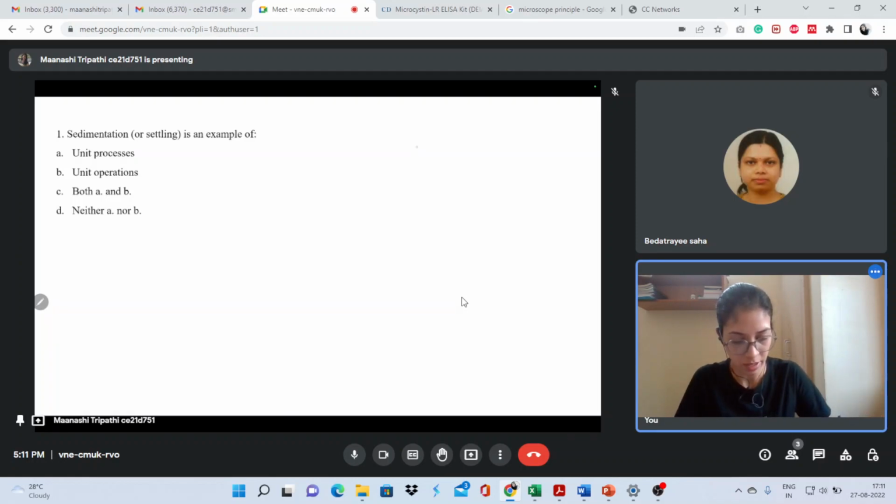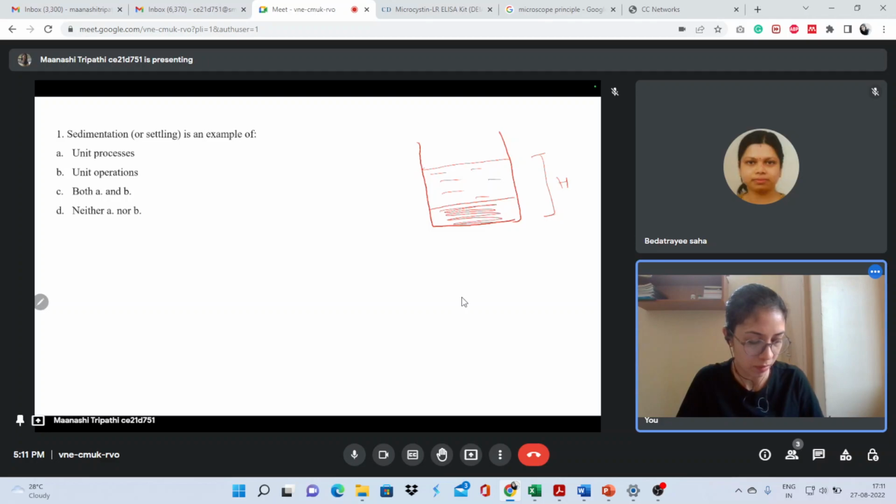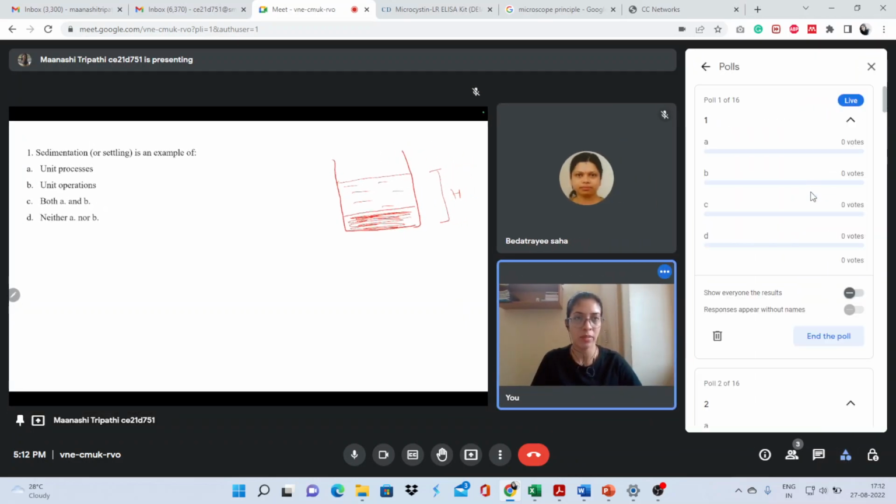Sedimentation or settling. This is the tank in which water as well as some organic and inorganic compounds are present. This is the initial height of the water and compounds. After some time, what will happen? These organic compounds will settle down. This process is referred to as sedimentation or settling. So is sedimentation a unit process or unit operation? You can answer the question in the poll section.